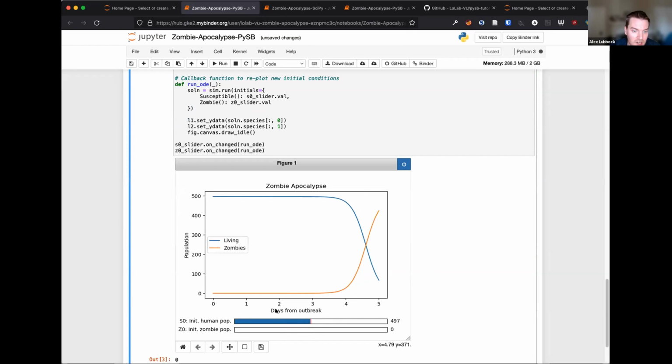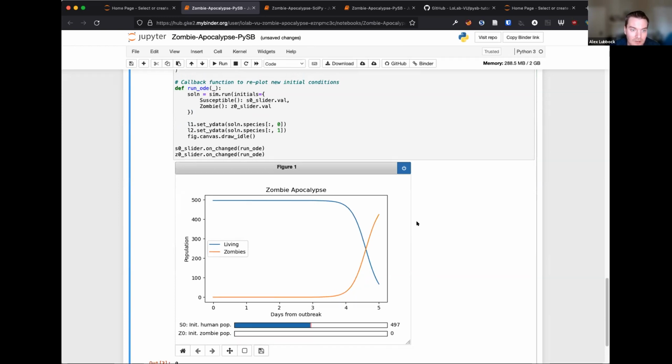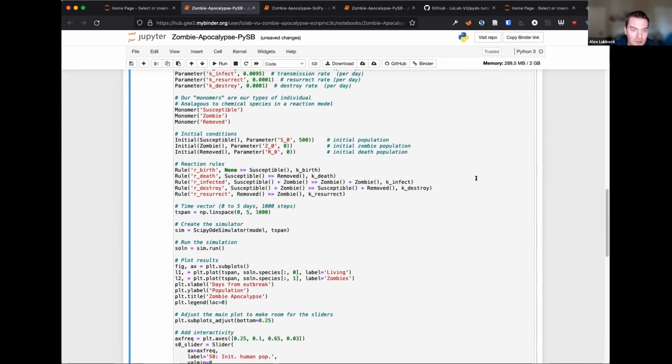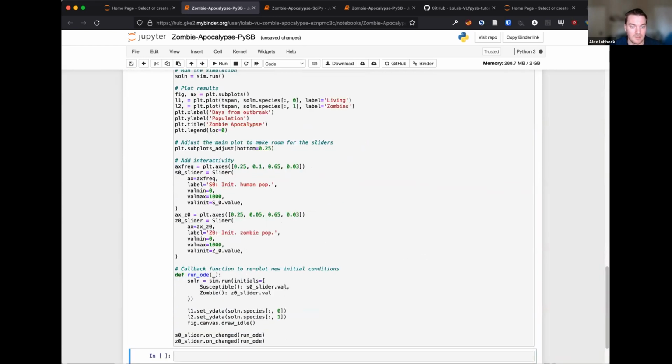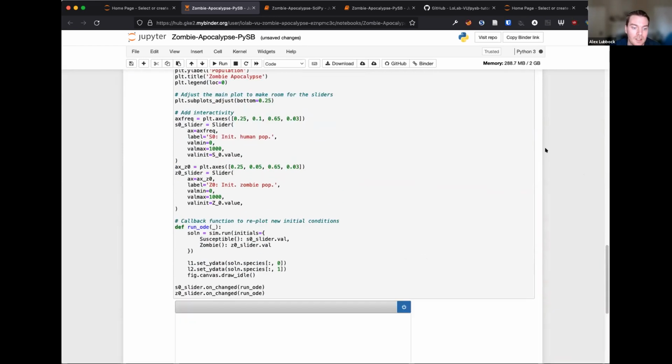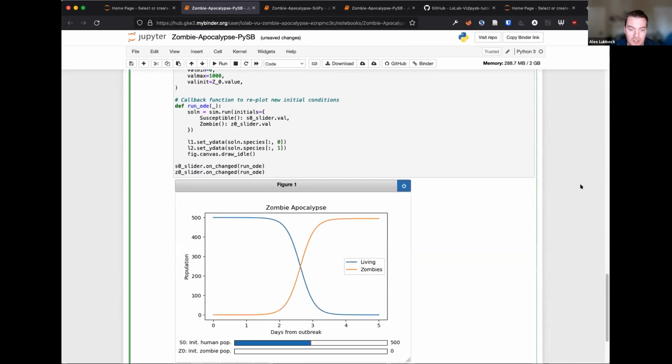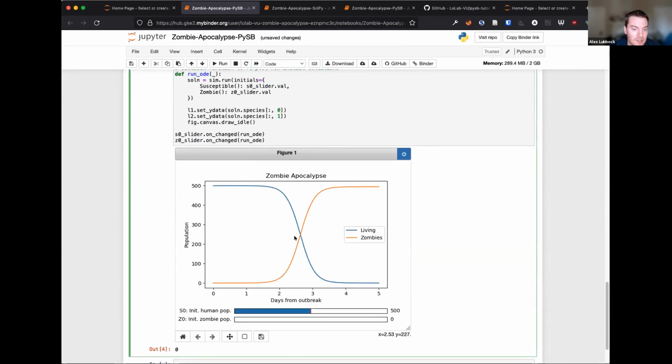If you're doing this yourself and you don't need this kind of in-the-browser interactivity, as I showed before, you can go ahead and change these parameters, all these initial conditions. So if we wanted to start with, say, 100 in this removed group, then I can go into this and press Shift Enter, and then you can see that changes the dynamics as well.